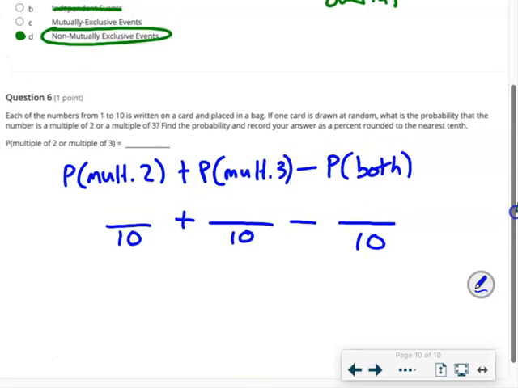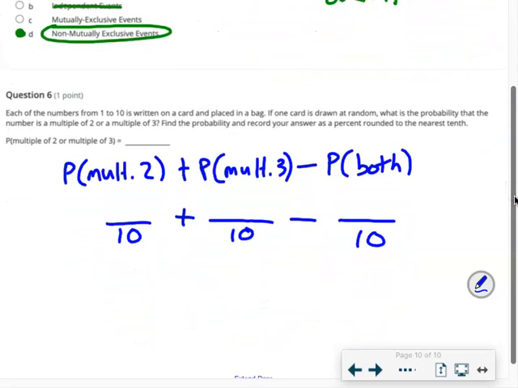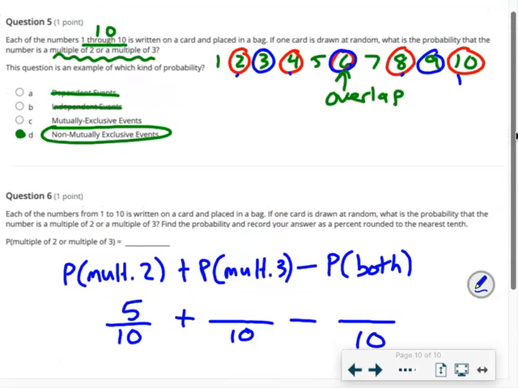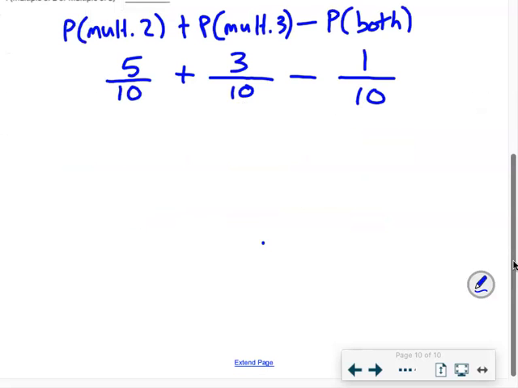Let's scroll back up. Here's what I had: the multiples of 2 were 2, 4, 6, 8, and 10. That's 5 total multiples of 2. Multiples of 3 were 3, 6, and 9. So there's 3 of those. And then there's one number that was both. 6 was in both the multiple of 2 group and the multiple of 3 group. So that would be a total of 8 minus 1, so a total of 7 over 10, 70%.